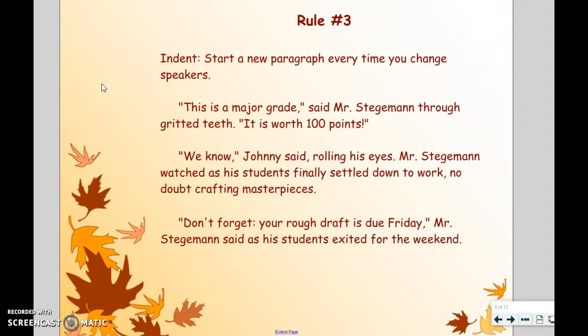So I have an example here. This one says, "This is a major grade," said Mr. Stegman through gritted teeth. "It is worth 100 points." Mr. Stegman has said these two things here. And so we have a new character speaking, so we have to start a new paragraph.